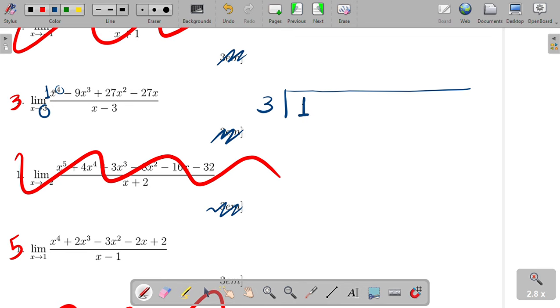Before power 4, we must have x power 3. Is it given? Yes. If it wasn't given, I would write down 0. What's the coefficient? It's negative 9. Before power 3, there must be power 2. Is there power 2? Yes, we have. What's the coefficient? 27. Write down 27. Before power 2, there is a power 1. Is it given? Yes, it is. What is it? It's negative 27.